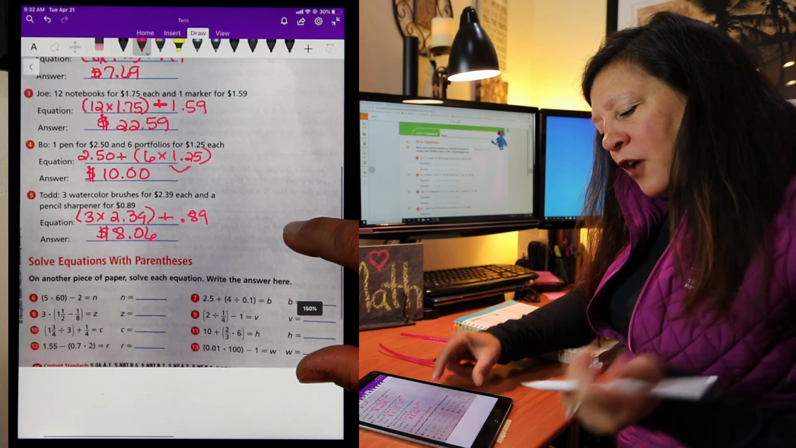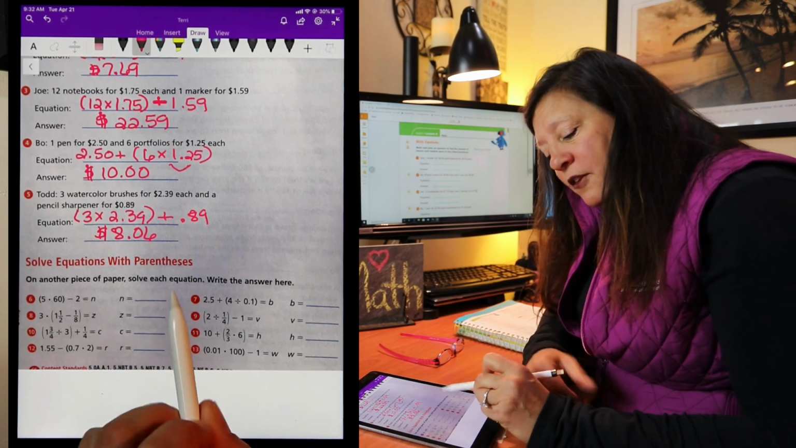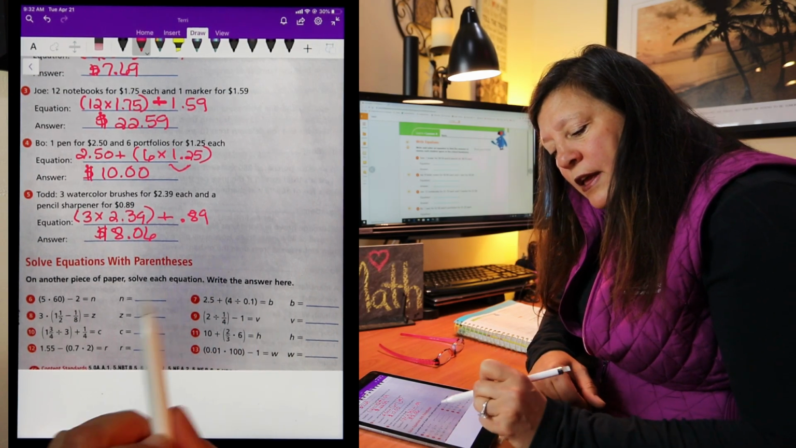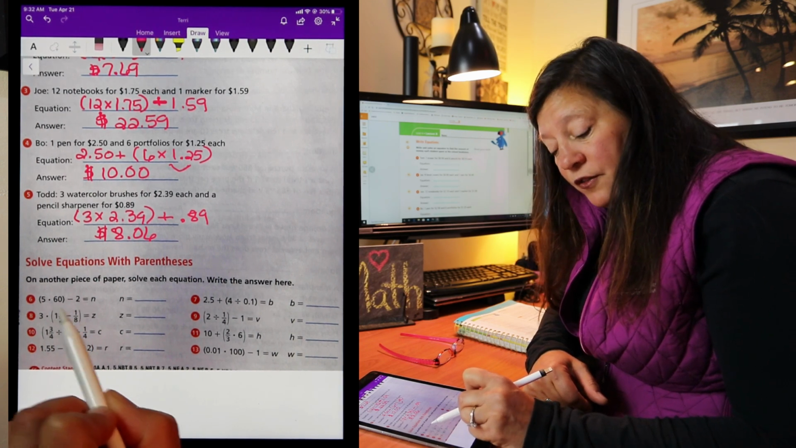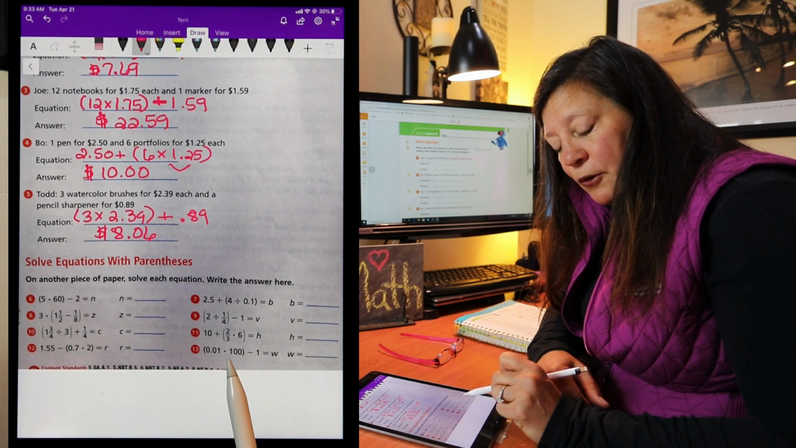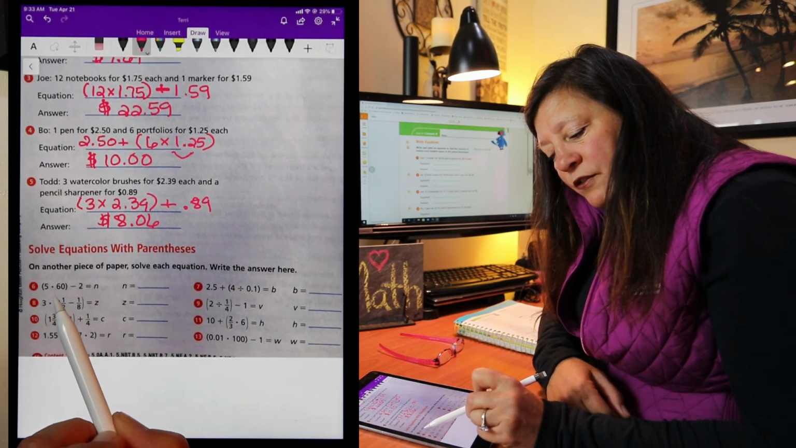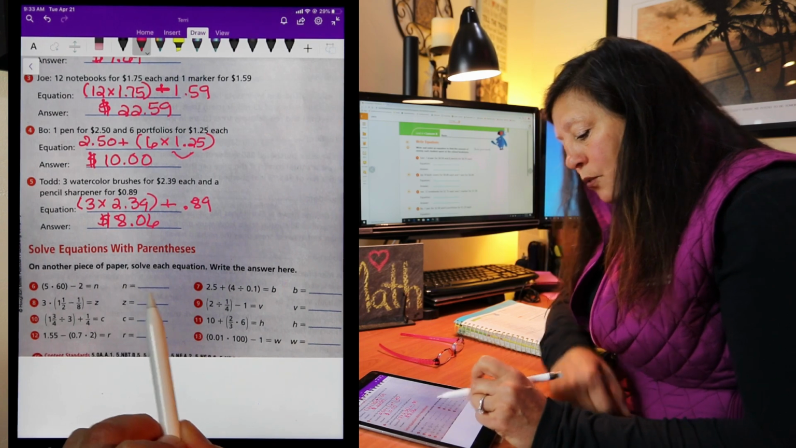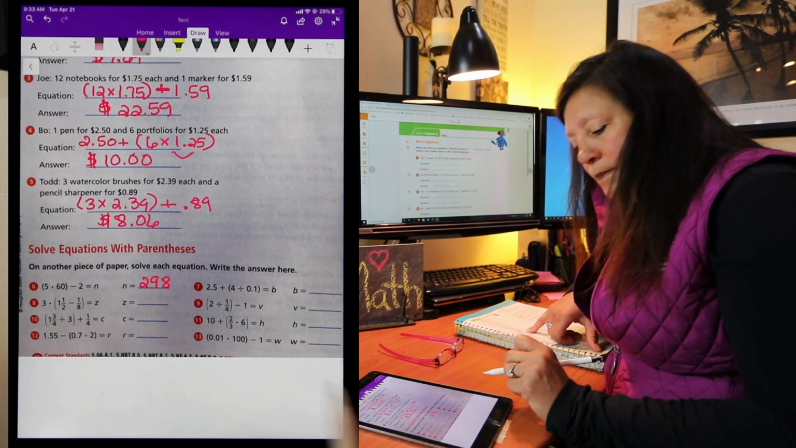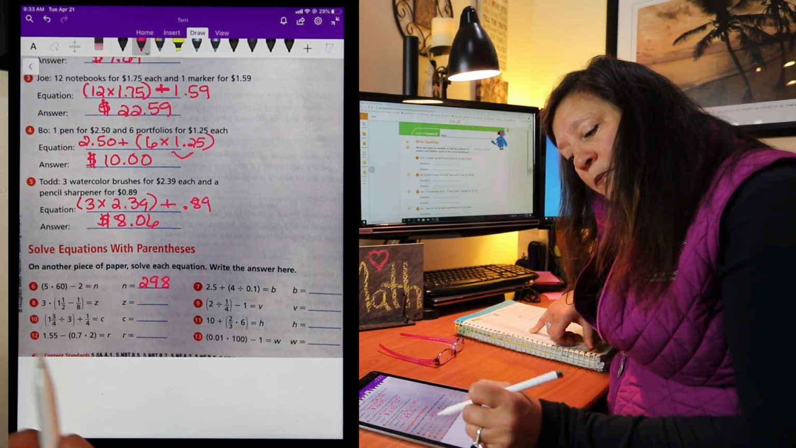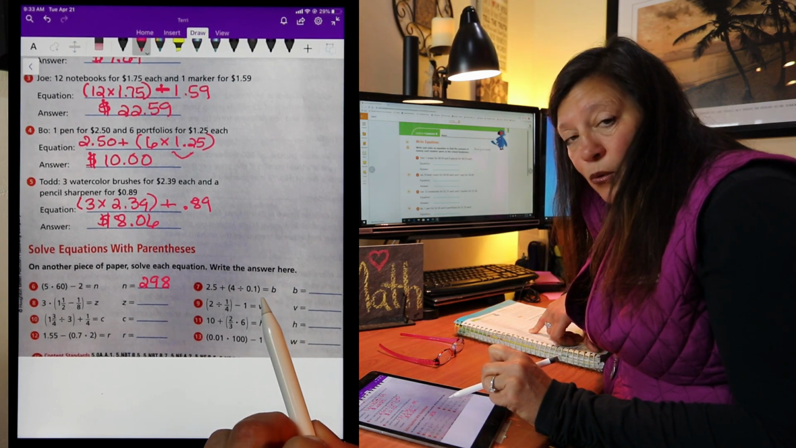Okay, moving down here, solving equations with parentheses, some more examples. On another piece of paper, obviously a piece of loose leaf, solve each equation and write the answer here. So this is more practice with performing the operation in the parentheses first and then moving to the next operation. So I'm going to write your answers here. So number 6, you're going to do 5 times 60 and then subtract 2 to solve for n. And when you solve for n, after you do your math, check your work and make sure you get 298.